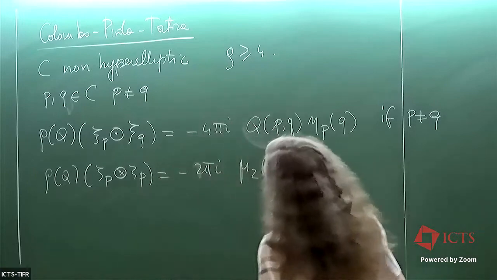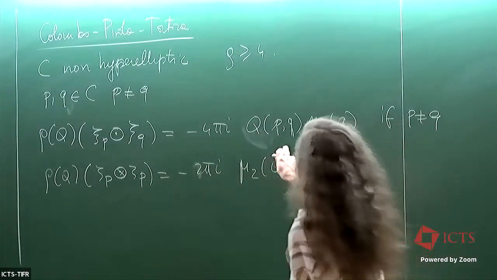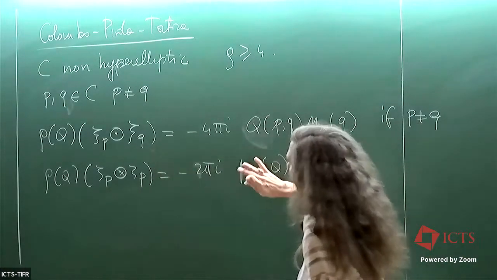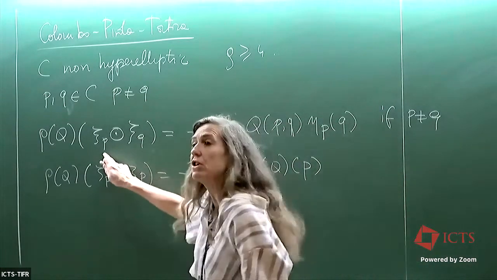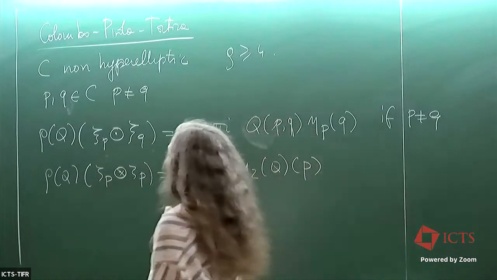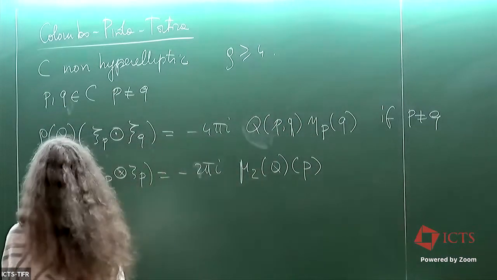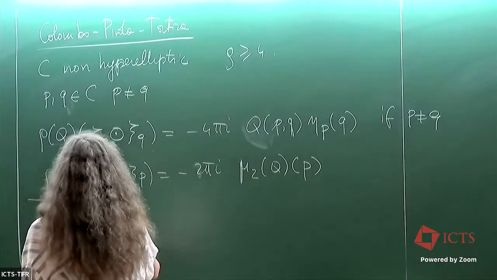So here I'm a bit sloppy because in this definition I'm evaluating sections at a point. As Alessandro explained, Schiffer variations are defined in a certain way. I recall maybe the definition of the Schiffer variation was given like this.